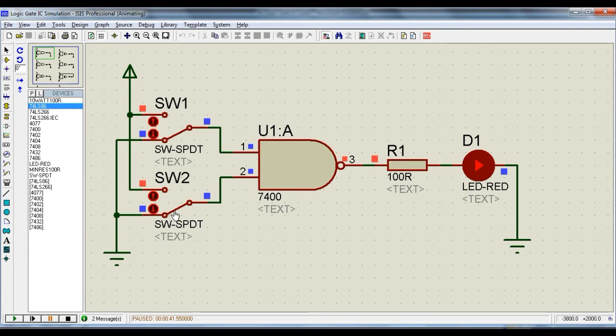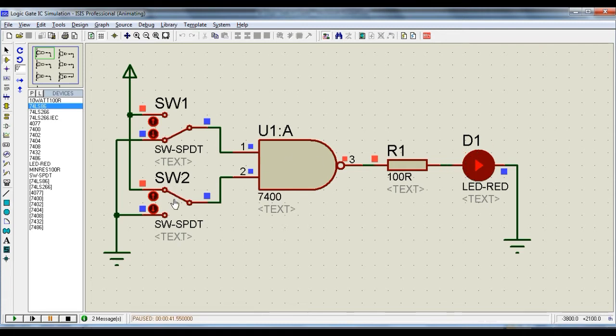Currently both these inputs are connected to ground, here and here. So the output of the NAND gate will be logic 1. Here the LED has been turned on. Now consider the first input. The upper SPDT switch is considered as A and the lower SPDT switch is considered as B. Here A is equal to 0 and B is equal to 0, so the output is 1. If I keep A equal to 0 and make B equal to 1, then also the output is 1, that is the LED is turned on.